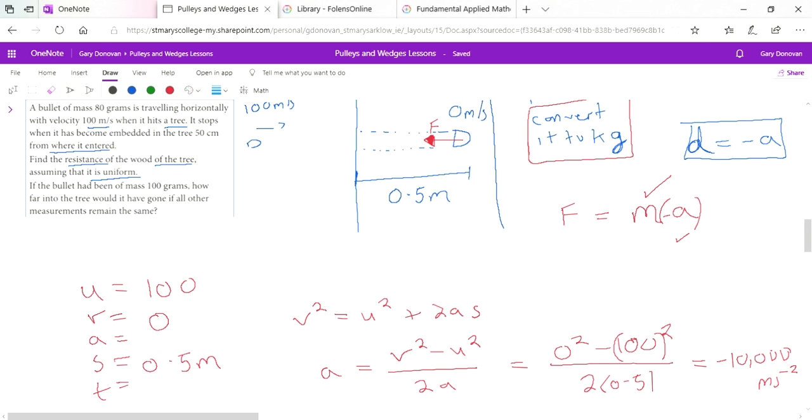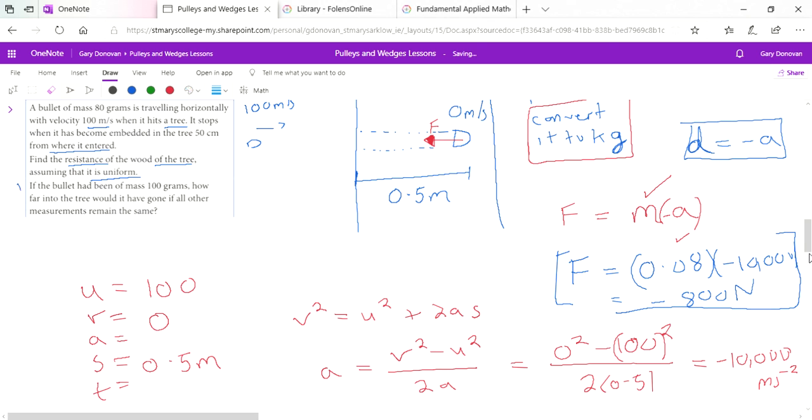And finally, and I'm going to do it quickly because I'm going to run out of time, if we want to find the resistance to the tree, F equals ma, it's going to be its mass, which is 0.08 times minus 10,000 equals minus 800 newtons. And that's your answer to part 1.